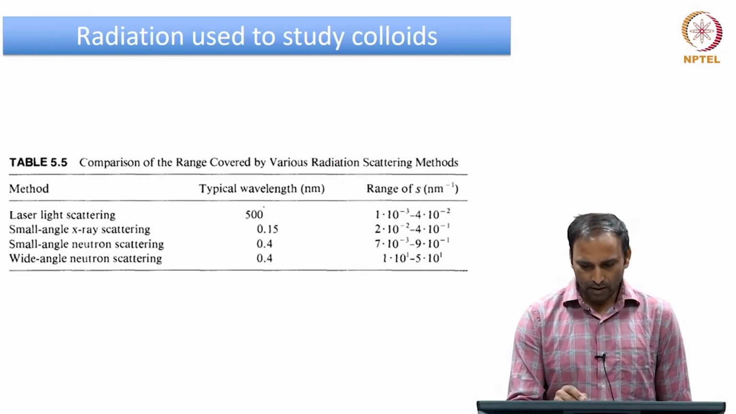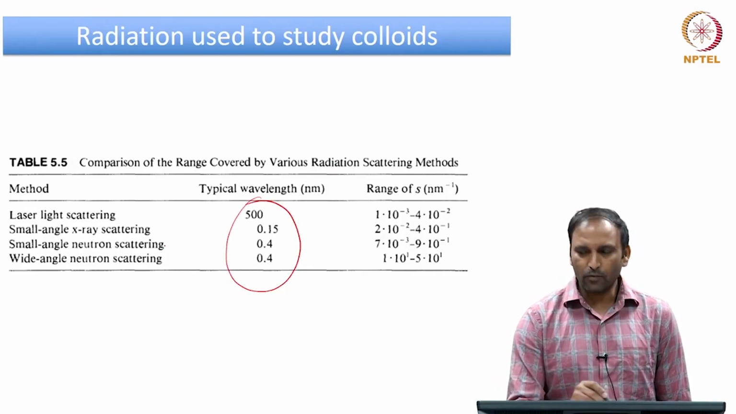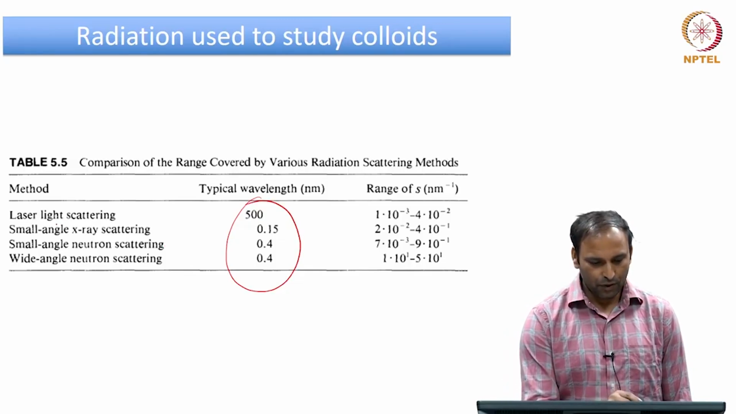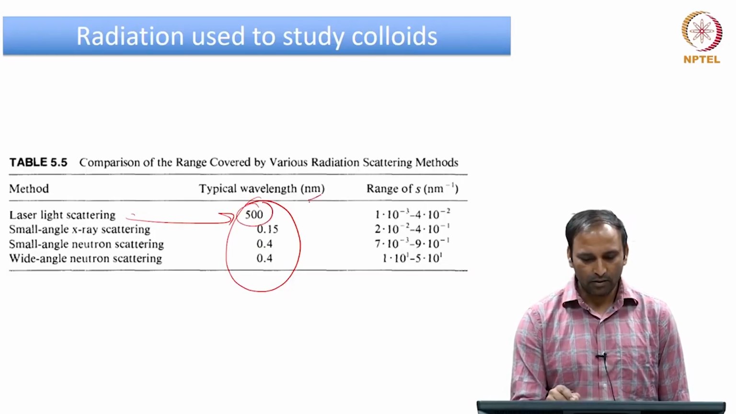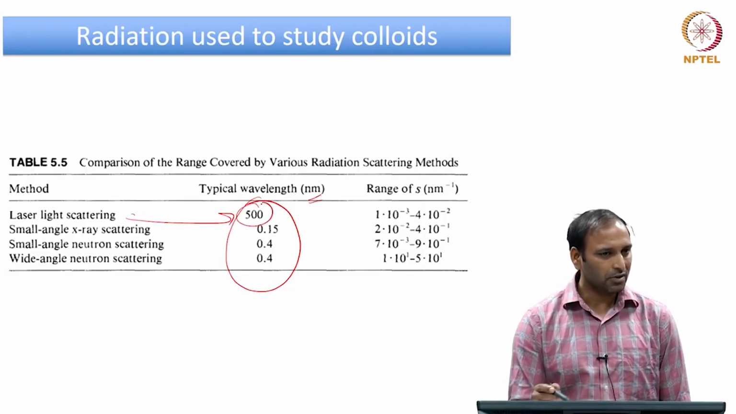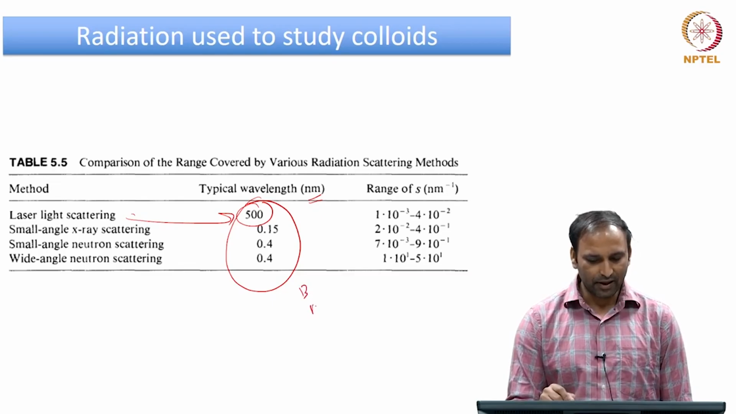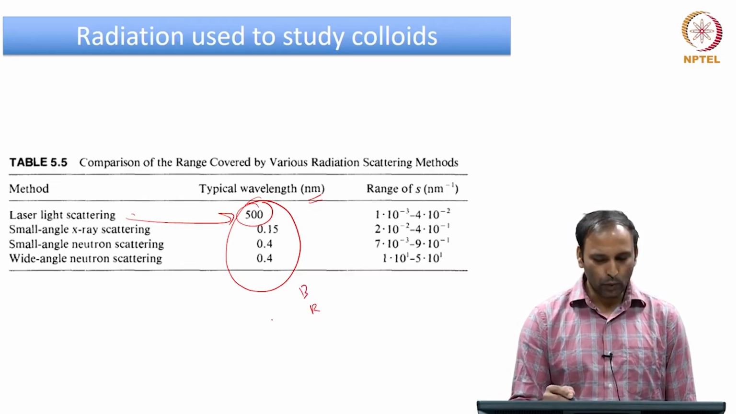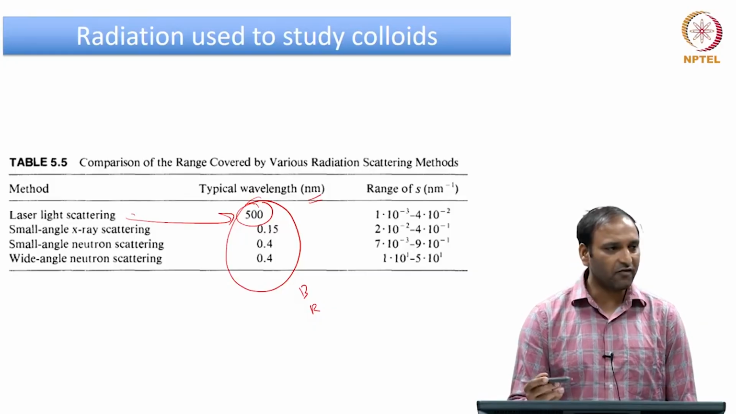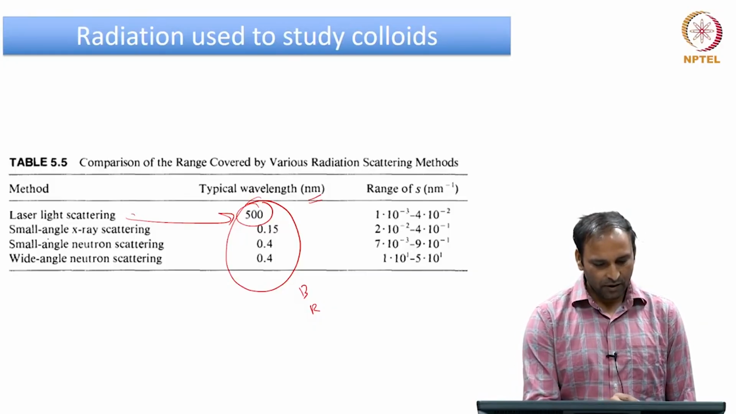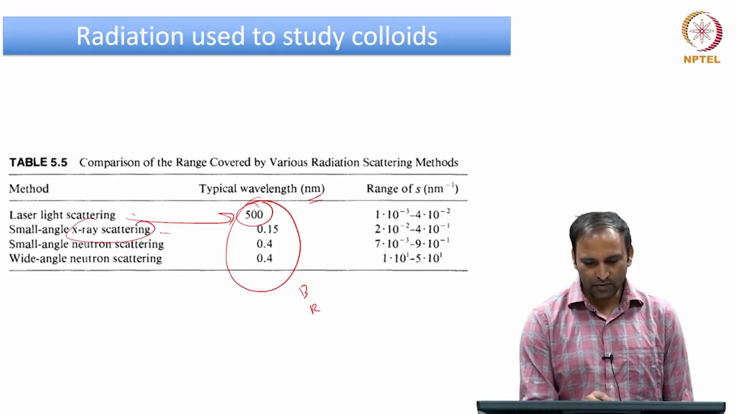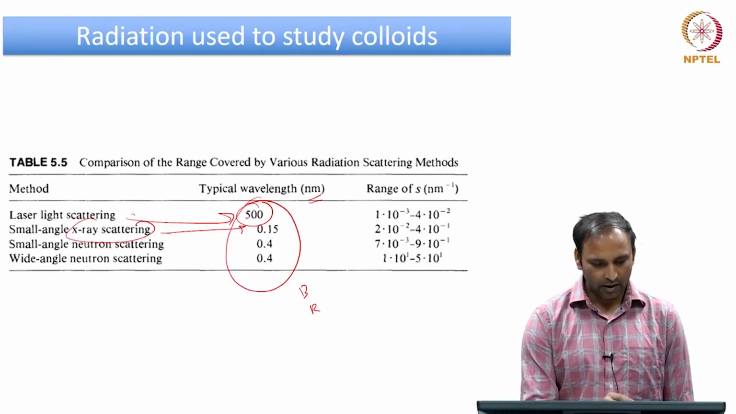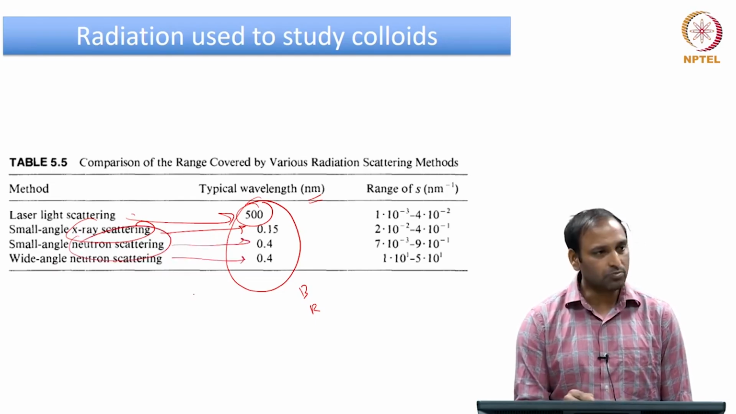So, these are typical wavelengths. If you use laser light, the typical wavelength will depend upon whether you use blue laser or red laser. Your wavelength would vary, but typically you can say it is about 500 nanometer. If you use X-ray scattering, this wavelength is smaller. If you use neutron scattering, again the wavelengths are much smaller.